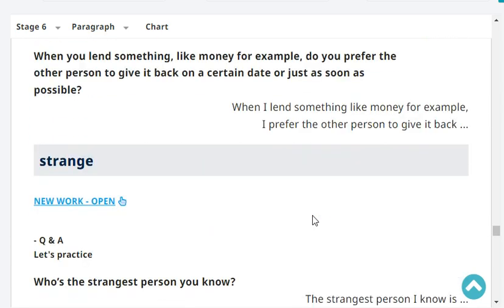Very good. When you lend something, like money, for example, do you prefer the other person to give it back on a certain date or just as soon as possible? When I lend something, like money, for example, I prefer the other person to give it back just as soon as possible. Very good.